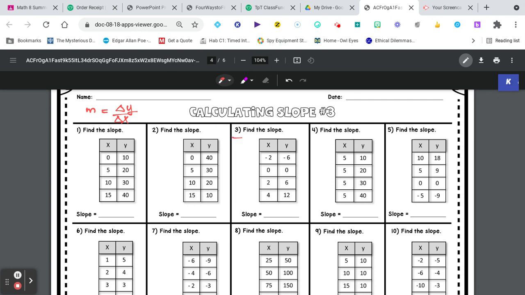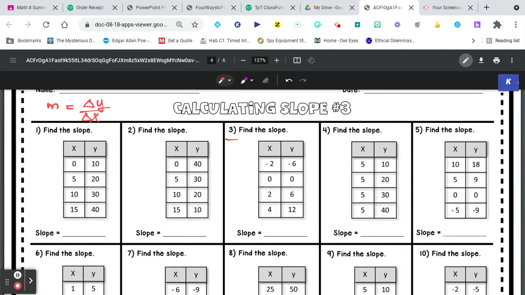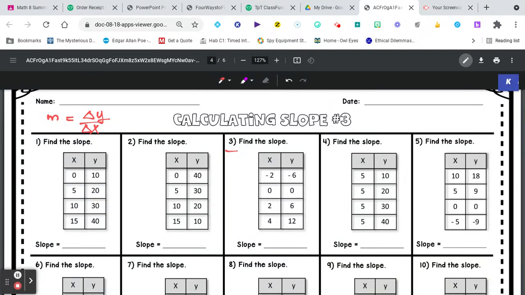Okay, it says find the slope. So again, all you have to do is pick 2 points. So you're still going to pick 2 points. So let me write that. Let me go back and write that. Pick. Here you're going to pick 2 points. And then find or calculate the change of y over the change of x. Okay? All right, so let's choose 2 points.